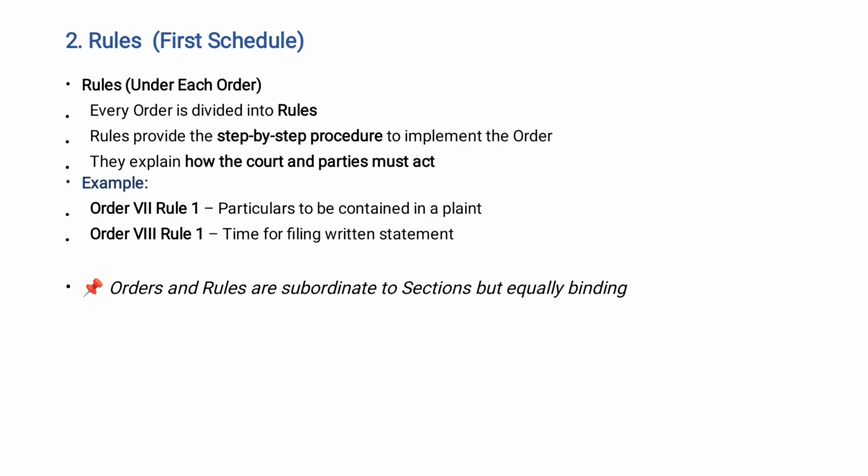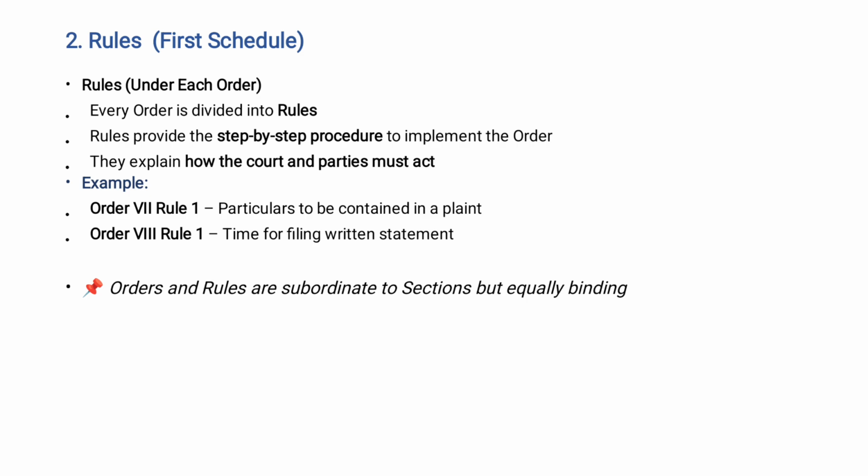Next, rules. Rules are mentioned under each order. Every order is divided into rules. These rules provide us a step by step procedure to implement the order. They will explain how the court and parties must act. Here we took two examples. Order 7 Rule 1, which explains the particulars to be contained in a plaint. Order 8 Rule 1 tells us the time for filing a written statement.